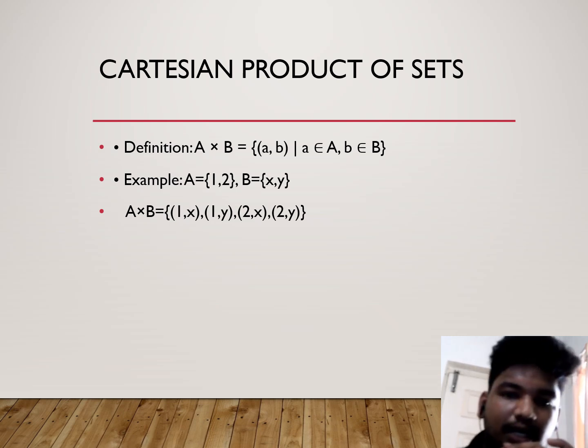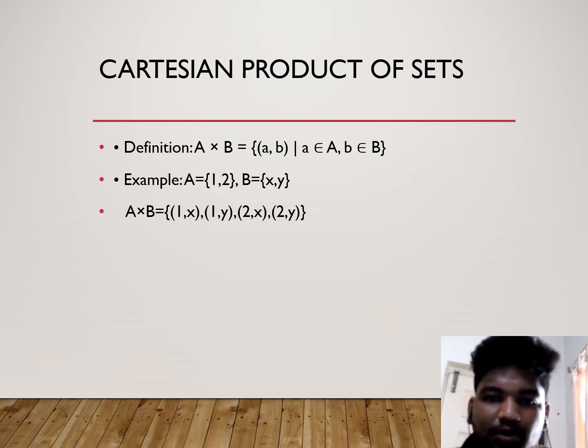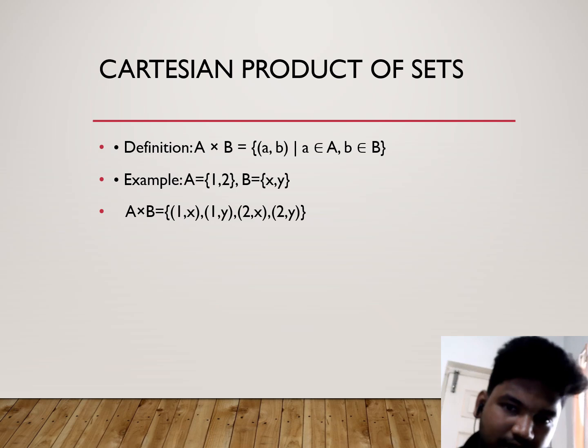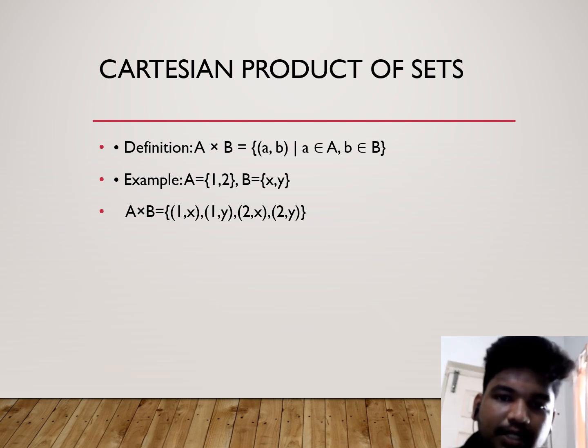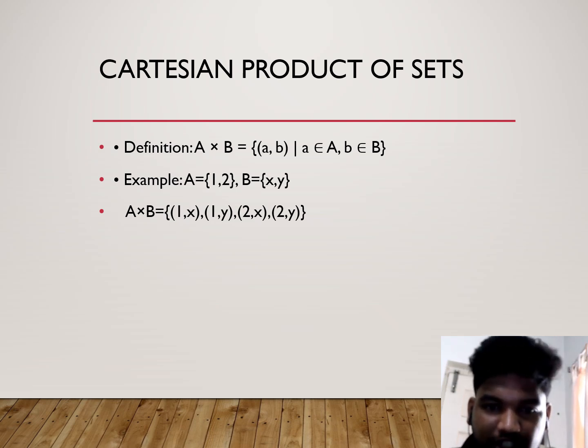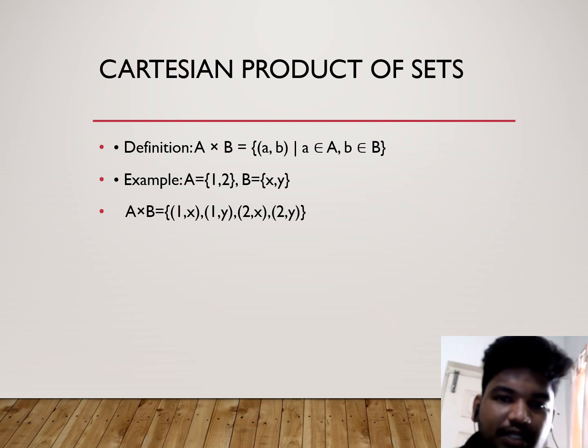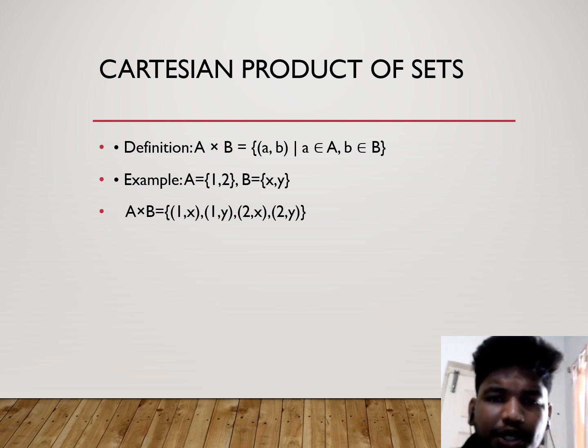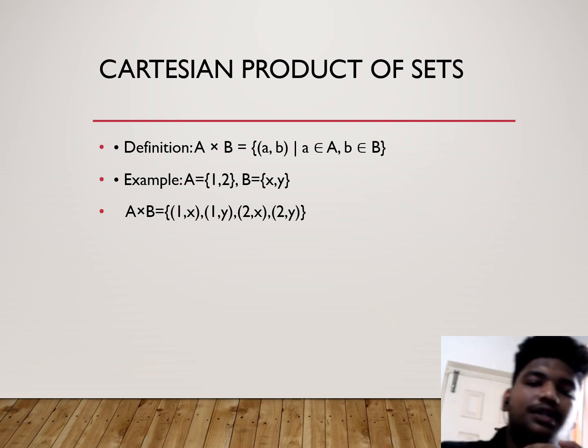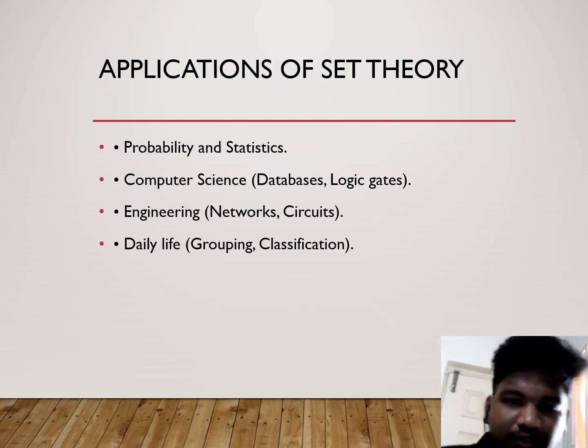Here we can see clearly A into B equal to, here A set 1 comma 2 and B set x comma y. Here A into B equal to 1 into x. The first element in the first set with the first element in the second set, multiplication. Here we can see this is the easy Cartesian product of sets. 1 into x and 1 into y and 2 into x, 2 into y. This is about the Cartesian product of sets.